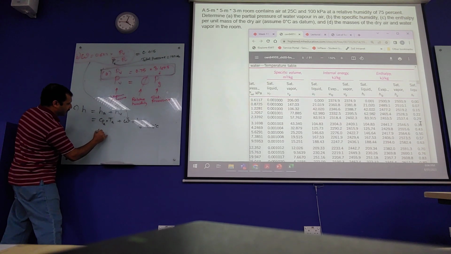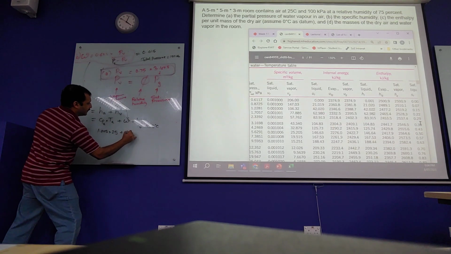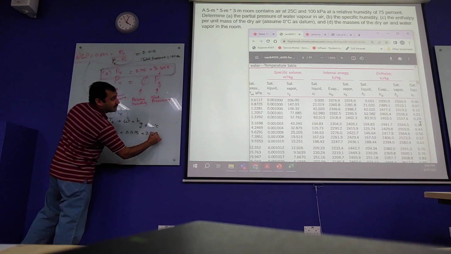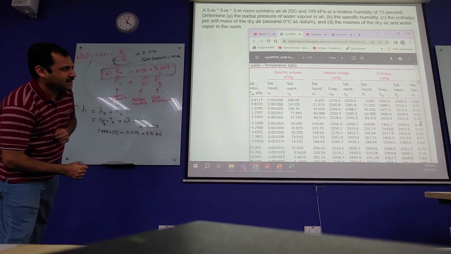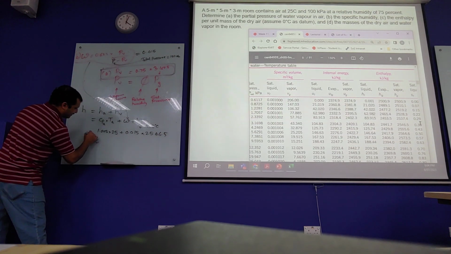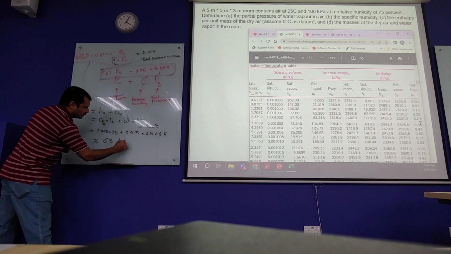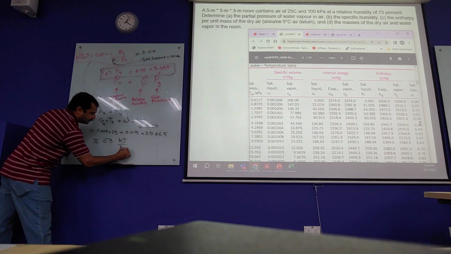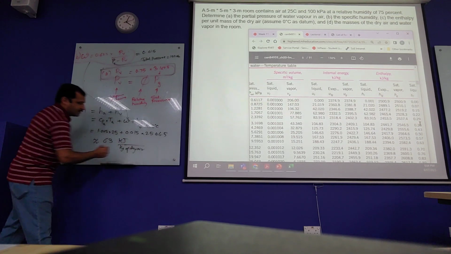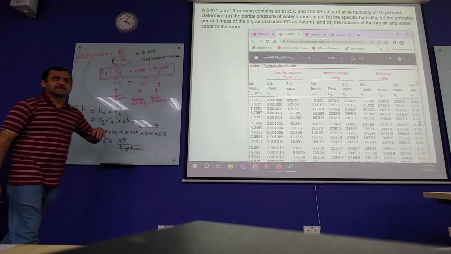So that's 1.005 times 25 plus 0.015 times 2546. Okay, 0.5, approximately 63 kilojoules per kilogram of dry air. Okay. Approximately 63.